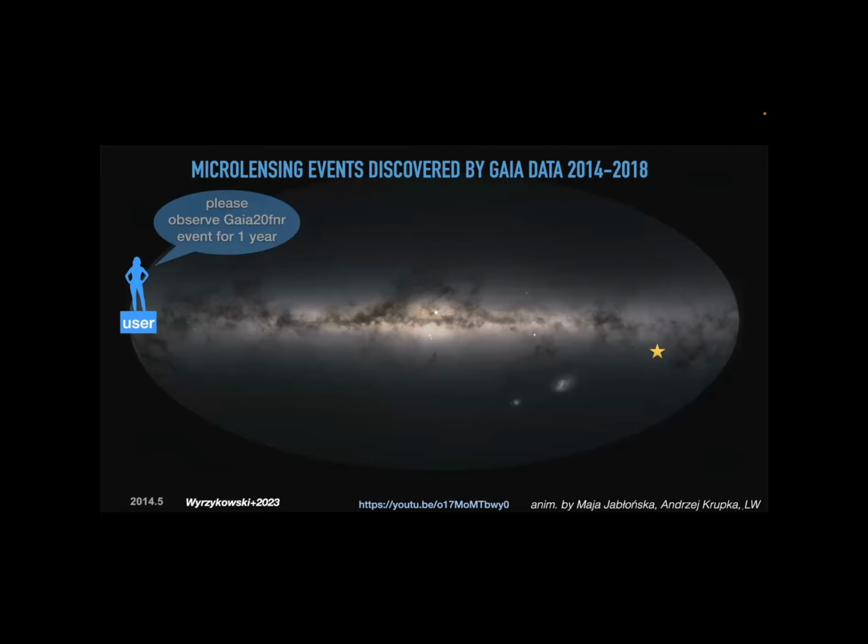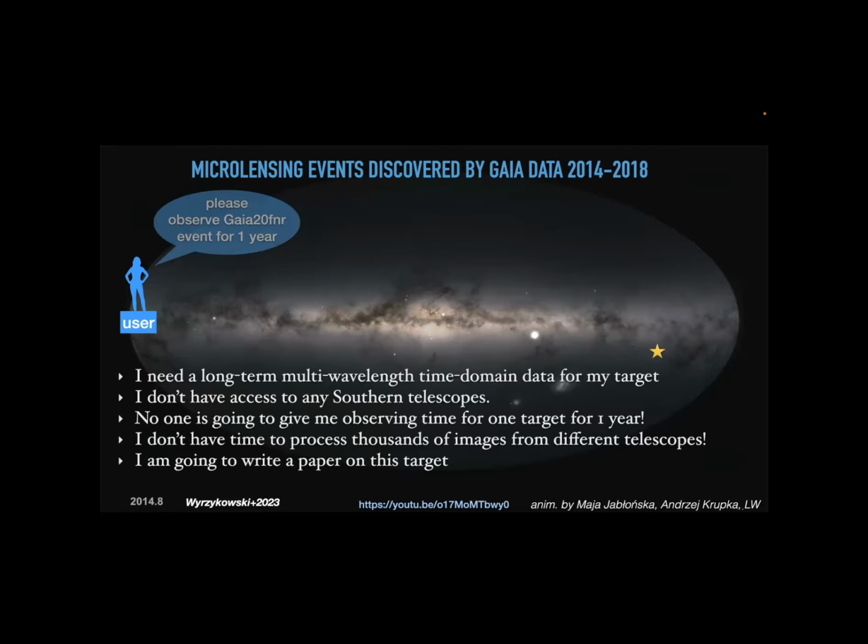So these people, they can come to us, and then they say, I need long-term multi-wavelength time domain data for my target, right? Not only optical, I might need ultraviolet, infrared, even radio maybe in some cases. But I don't have access to any southern telescopes, let's imagine, for this imaginary user. And no one is going to give me observing time for one target for 1 year, as I said. I don't have time to process thousands of images from different telescopes. And I'm going to write a paper about this target, right?